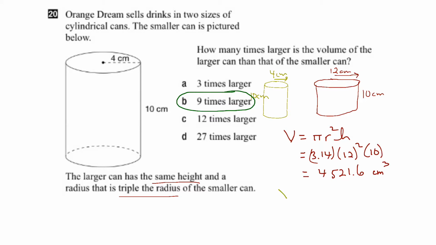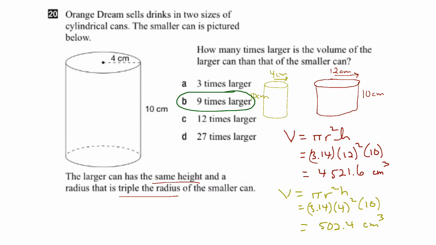Now let's work out the volume of the smaller can. So again, the volume of a cylinder is pi r squared h. We know that pi is 3.14. The radius of the smaller can is 4, so 4 squared, and the height is the same at 10 centimeters. And when we multiply that out, 3.14 times 4 times 4 times 10 gives us 502.4, and again the unit's centimeters cubed.